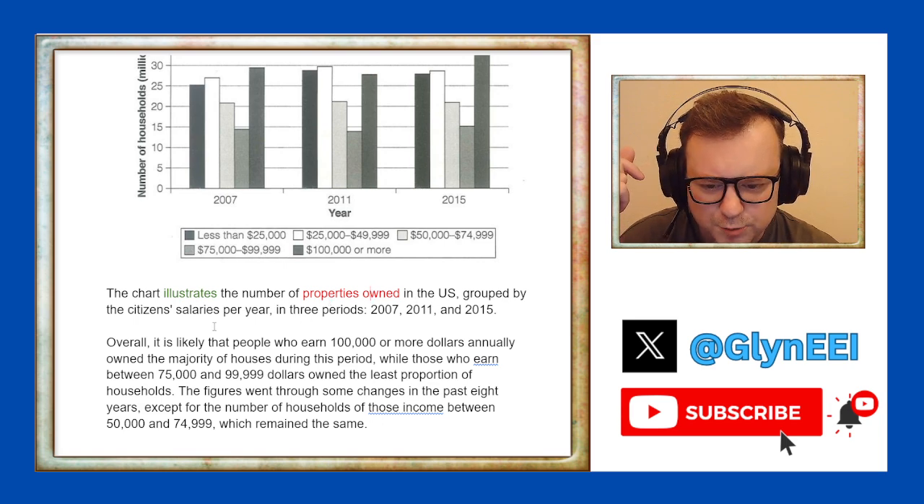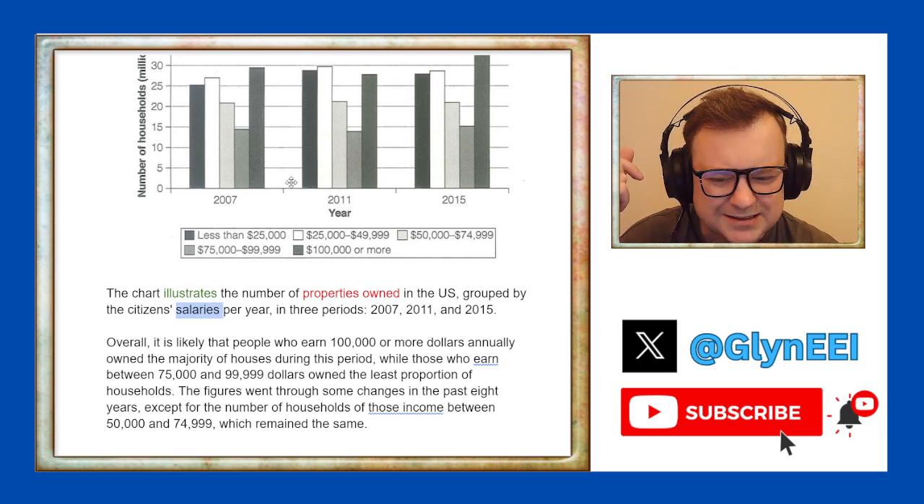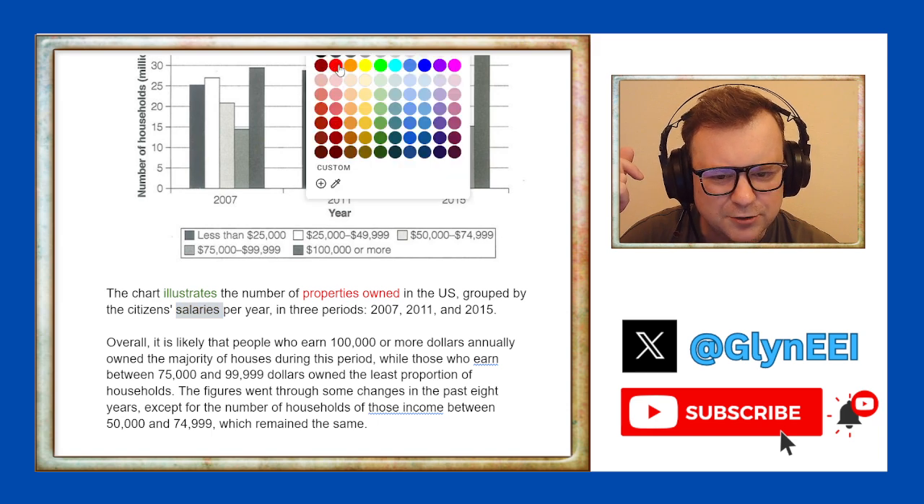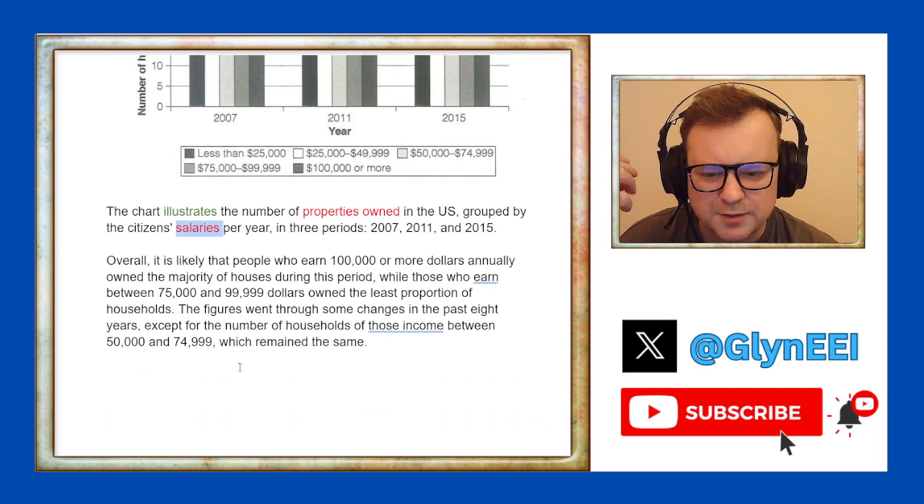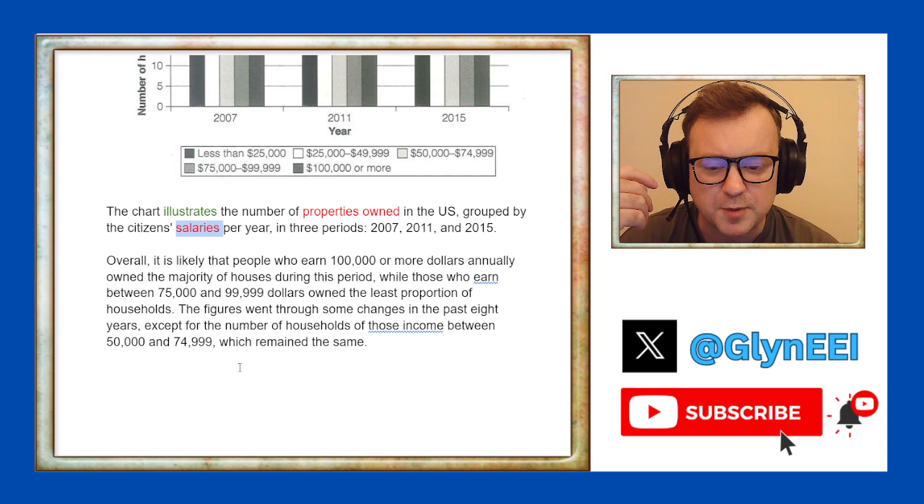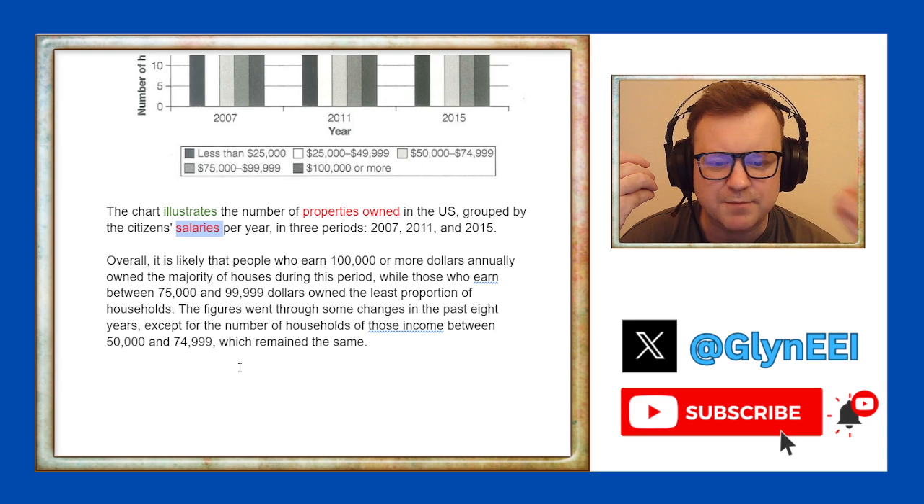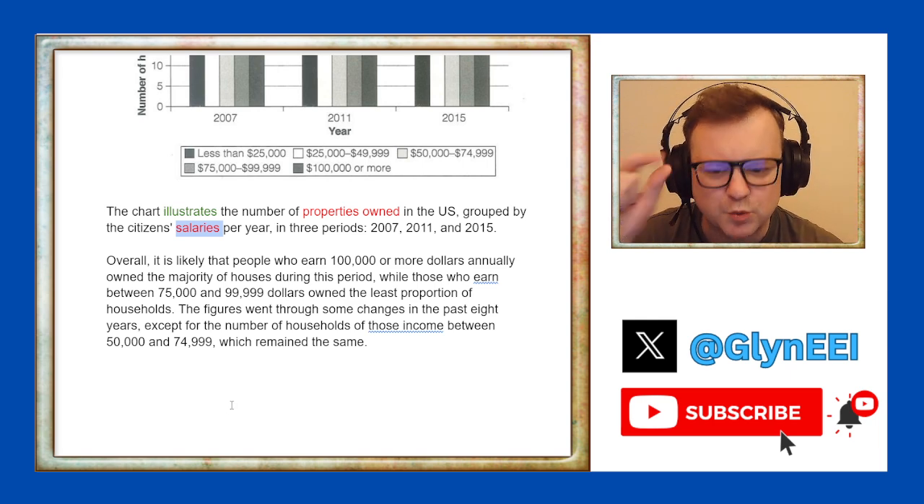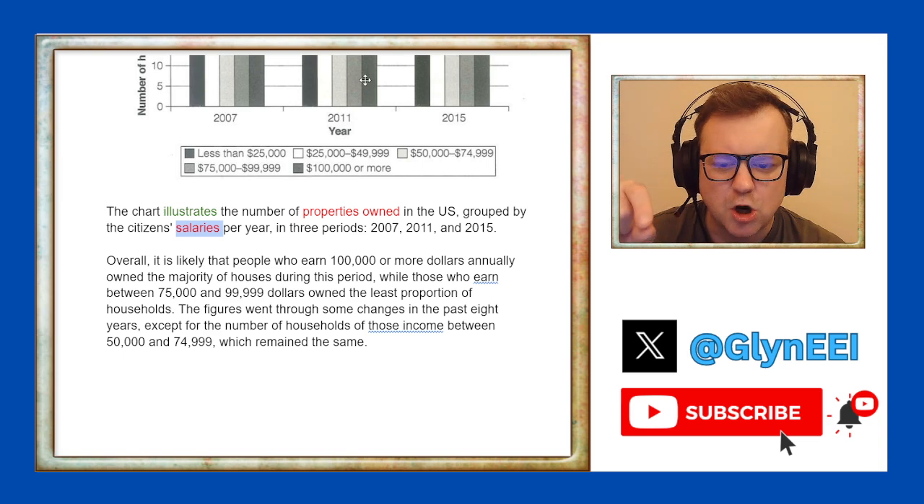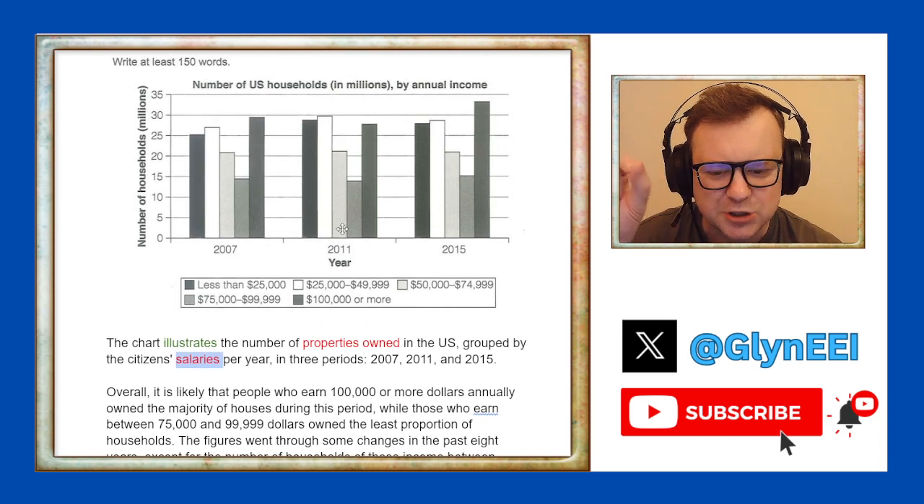Okay, in the US, grouped by the citizens' salaries. Well, it's not necessarily salaries, right? Salary is usually people's primary source of income, but it is not the only source of income. People might have another property that they rent out to other people, so they might get passive income from this. People might have investments where they make money. People might get money from the government. People might get donations from families or something like this. So salaries are not the only source of income. So we can't say that this chart only talks about salaries, because that isn't true.